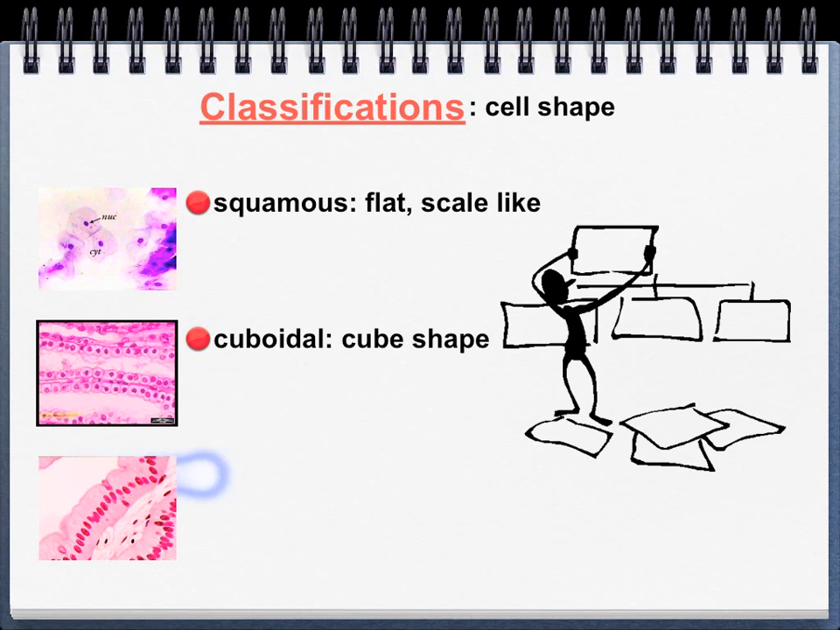And the last classification based on cell shape is columnar. Columnar, column. So they're long, so they're taller than they are wide. And if you look at that micrograph over to the left, the light pink are the individual cells. The dark pink are the nuclei that are inside each individual cell. So there's a whole bunch of cells just in that row.